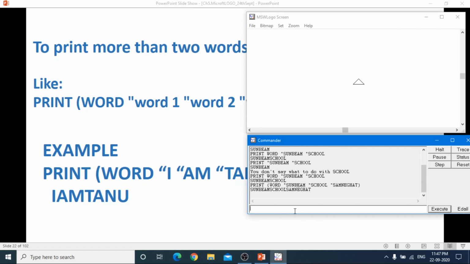For simply one word, there is only the print command. For more than one word, we use print word. For two words, we use print word. For more than two words, we have to put the bracket here. Okay, now next.